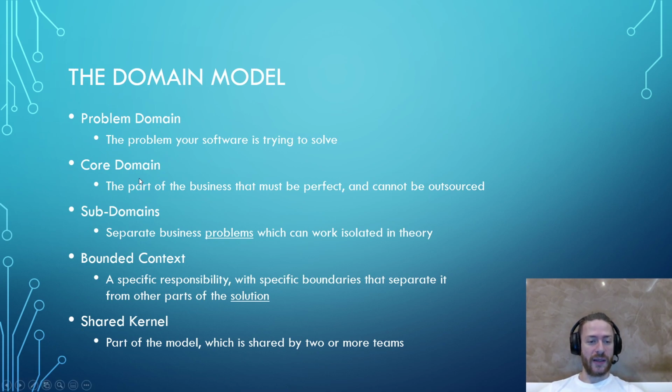Then the core domain. The core domain is the part of the business that must be perfect and cannot be outsourced. Consider it like this. The core domain is that part of the business that cannot be replaced. Because, for example, if you have an educational institution, a university, the problem you're solving is online learning, for example. So the core domain is the learning itself.